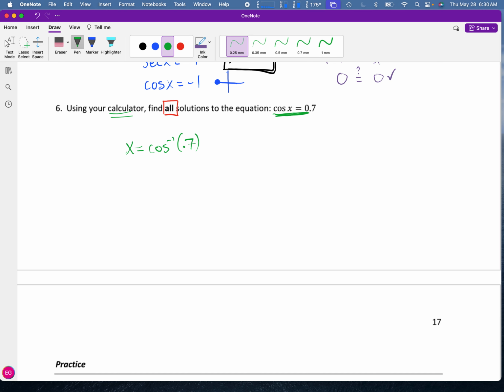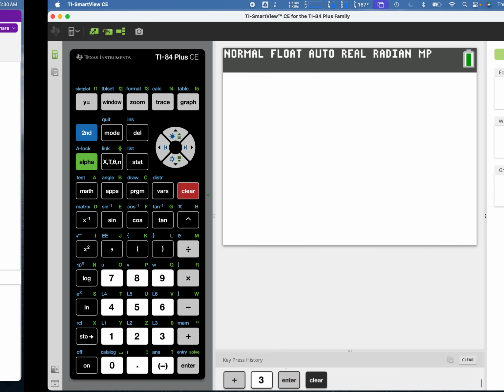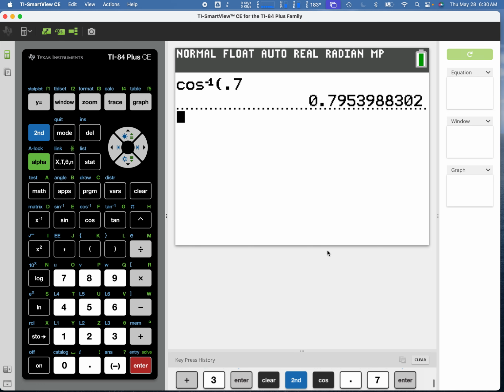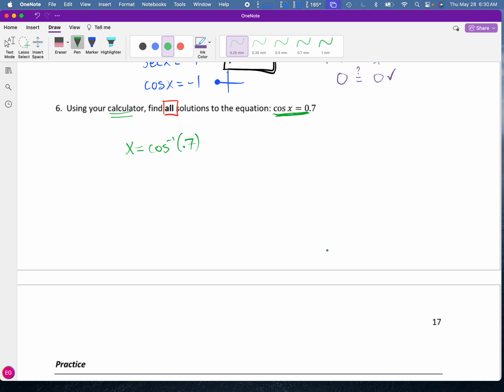So I'm going to do in the calculator cosine inverse of 0.7. My calculator is going to be in radians already. And when I do this, I'm going to get this answer, 0.7954, blah, blah, blah. All right, so I'm just going to write that down so I don't lose track of it. It was 0.795-ish.